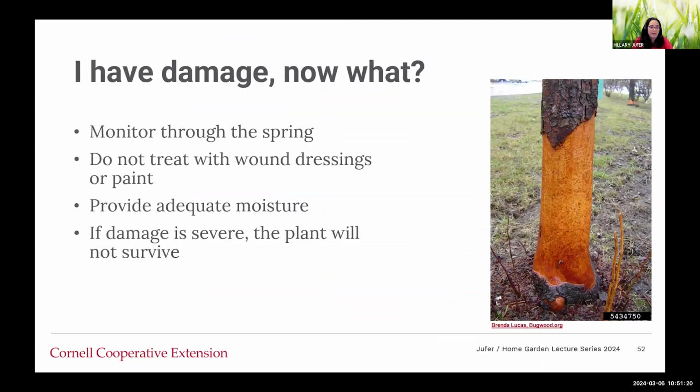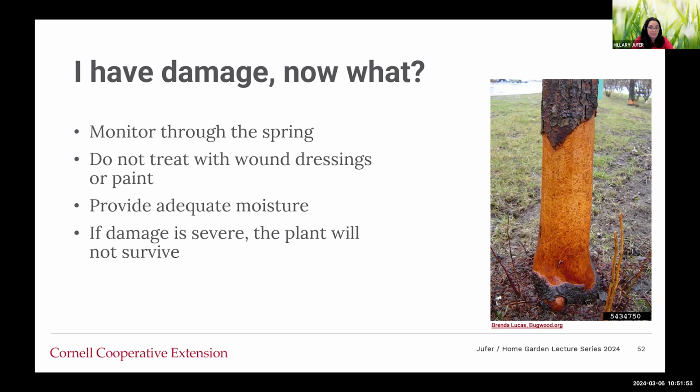So I have some damage. Now what do I do? This is actually vole damage, but voles, rabbits, deer, anything like that. Again, take a deep breath and wait. You're going to want to monitor it through the spring. You do not want to treat the wound with dressings or paints, because that's really just going to seal in decay and problems. You're going to want to provide adequate moisture, and look for secondary problems.